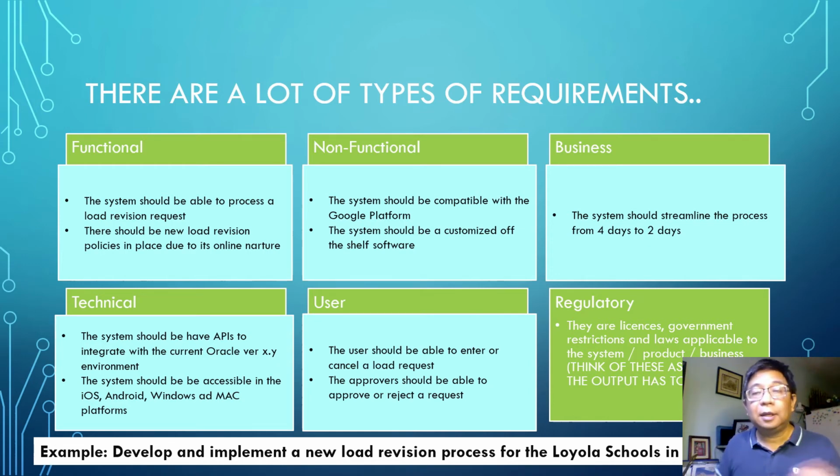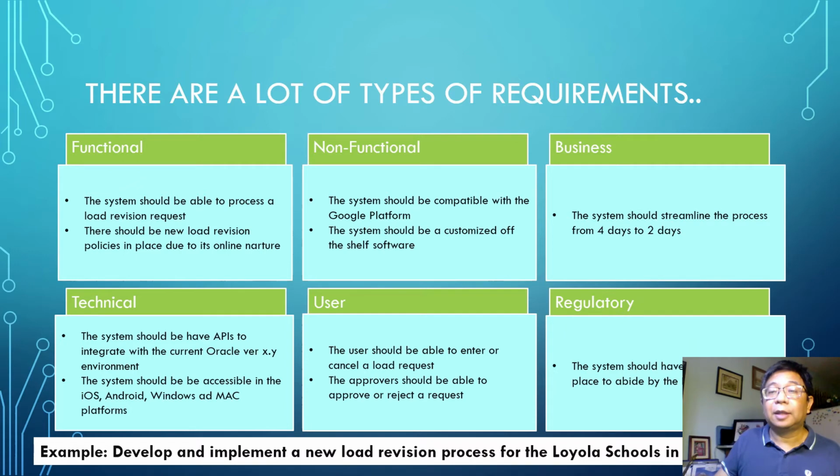And finally, regulatory requirements, which are the licenses, government restrictions, and laws applicable to the system. So think of these as the laws the output has to abide by. For this load revision process, there will be only one, and that would be the system should have mechanisms in place to abide by the Data Privacy Act.